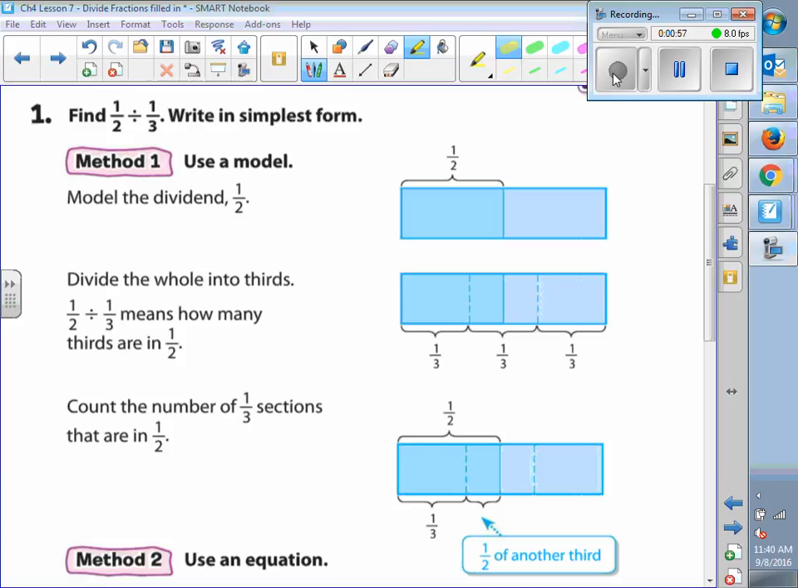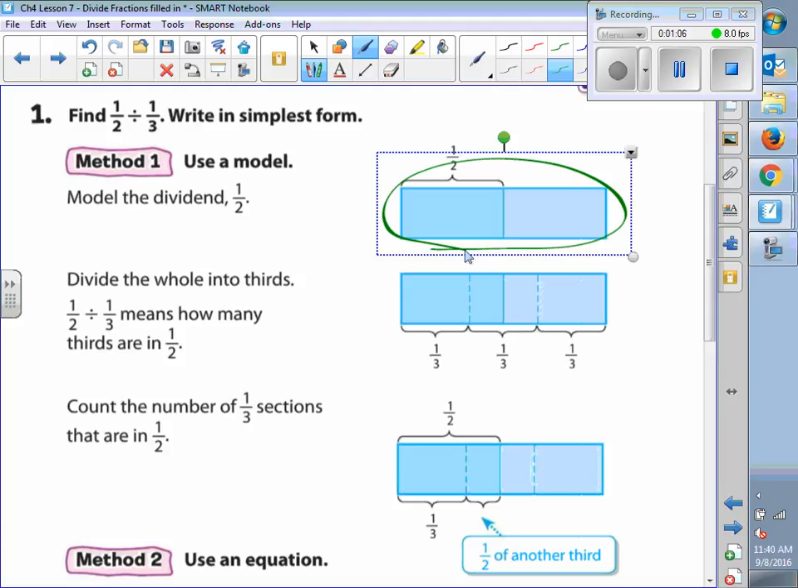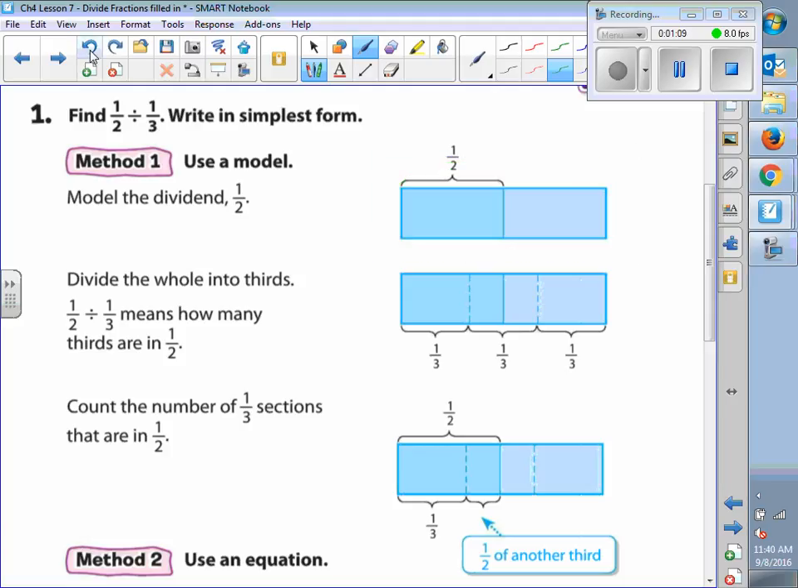So, when we use a model, here we have 1 whole. That is 1 whole. Okay? This part of it is half of the whole. Right? Now we want to divide that by 1/3. So that means that this 1/2 has to be divided into thirds. Is everyone with me? So if I said, how many thirds are there in that 1/2, what's your final answer going to be?